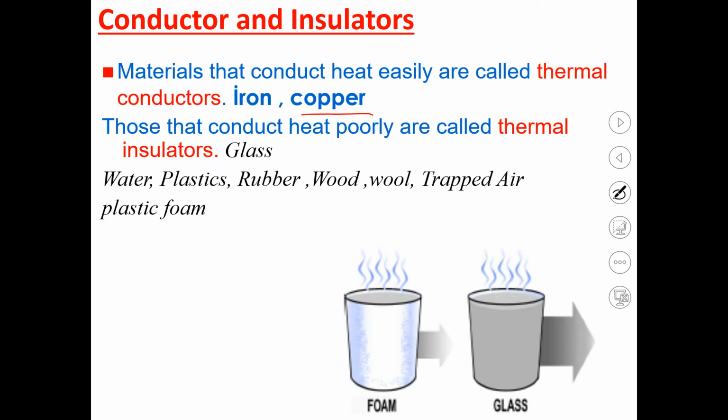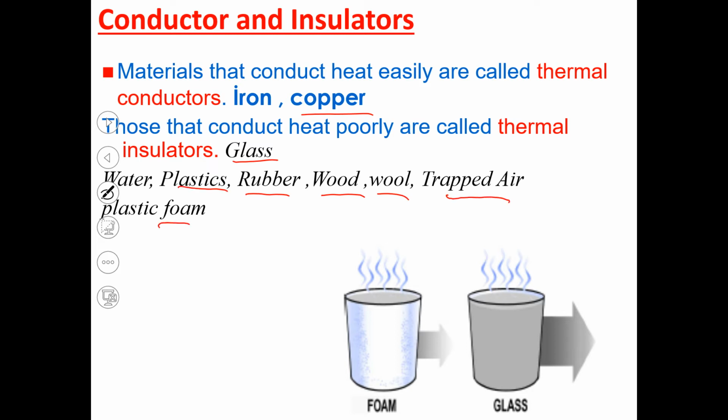The opposite of a conductor is called an insulator. Those that conduct heat poorly, or do not transfer thermal energy, are called thermal insulators. For example, glass, rubber, wood, wool, trapped air, plastic foam, plastic, and water. But this is pure water. If it is salty water or sea water, it will be a semiconductor.